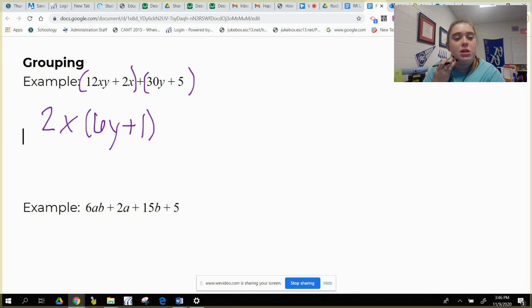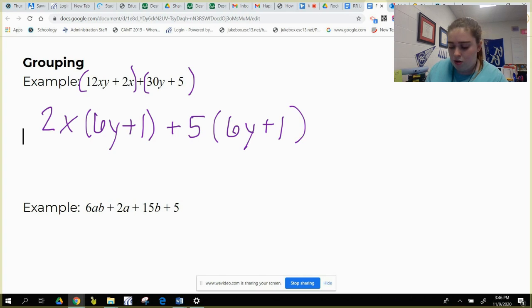All right, now let's look at the second binomial, 30y plus 5, and see what we can factor out from that. We only have a y on the first term. We don't have any variables on the second term. So it looks like we just need to look at the coefficients. We can take 5 out of 30. So let's try that. Taking that 5 out, we'd be left with 6y plus 1.